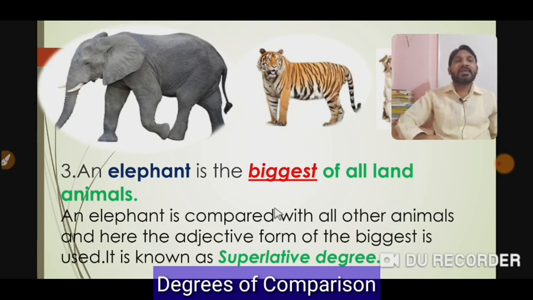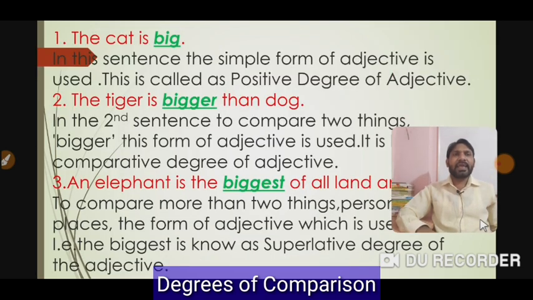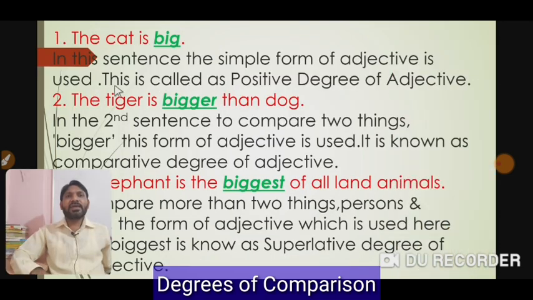So here, in the first form we see the form of adjective big. In the second, the form of adjective, that is comparative, with the er affix, bigger. And now here what do we see? The est affix with big in the superlative degree. So what can we conclude from this? Let's see again. The cat is big. In this sentence, the simple form of adjective is used. This is called the positive degree of adjective.